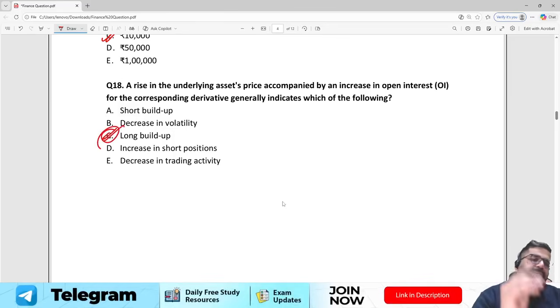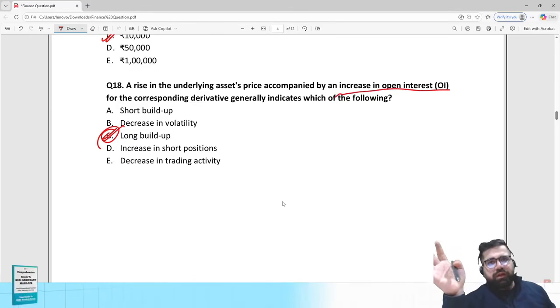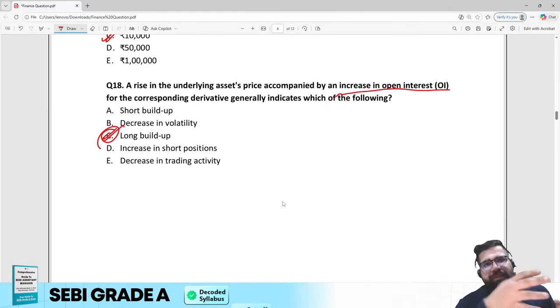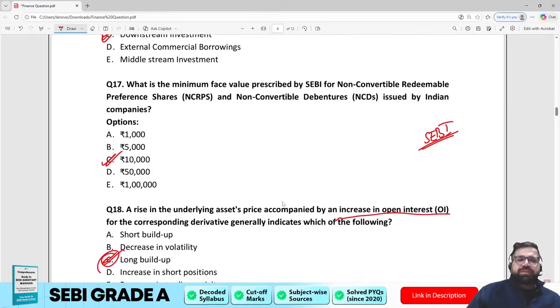Long build-up basically means that people are purchasing it so that they can execute it later on. And why am I saying long build-up? Because your open interest is increasing. It means more and more contracts are yet to be expired. More and more contracts are currently active. So this is a kind of an investment strategy.